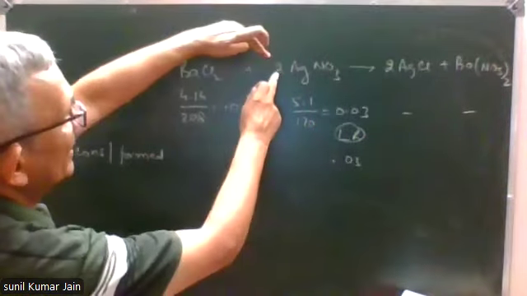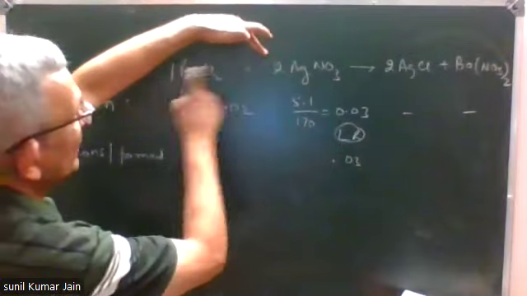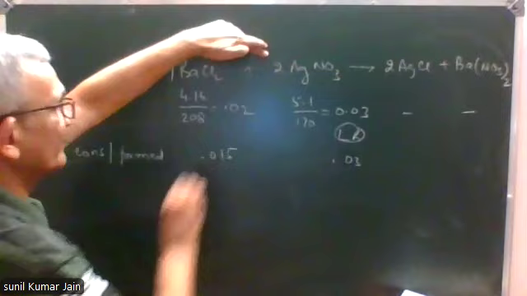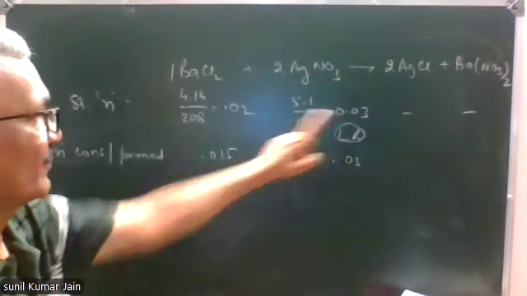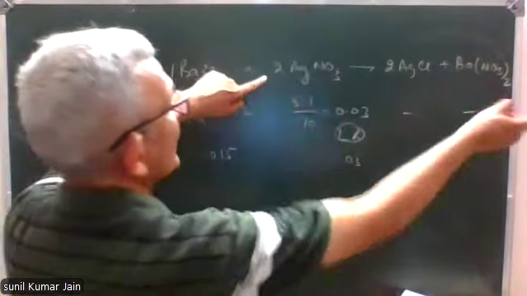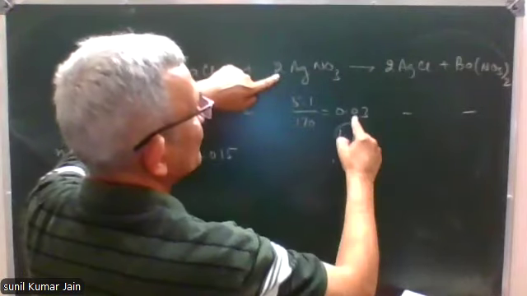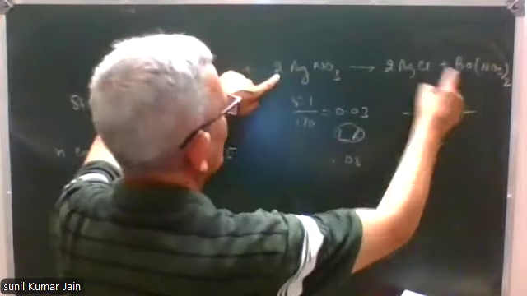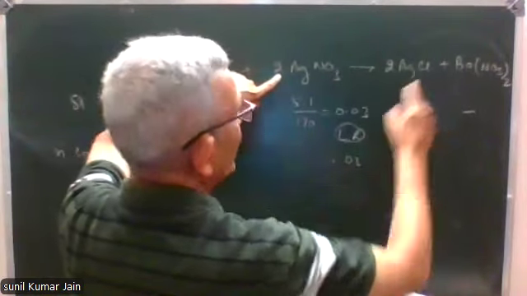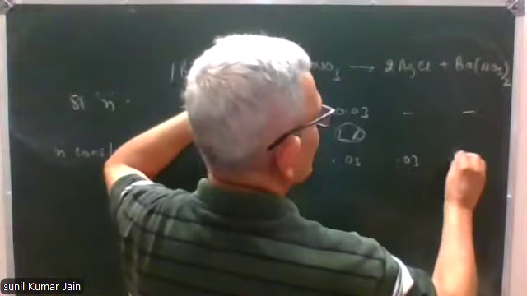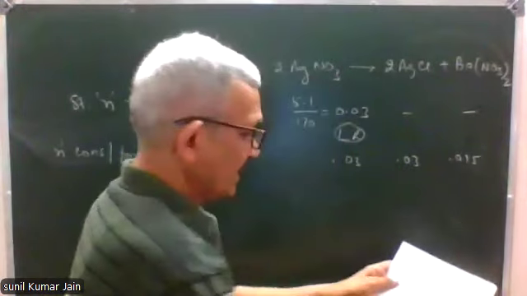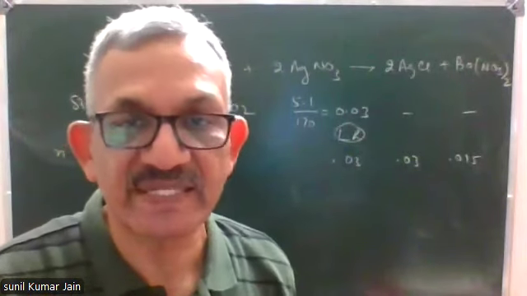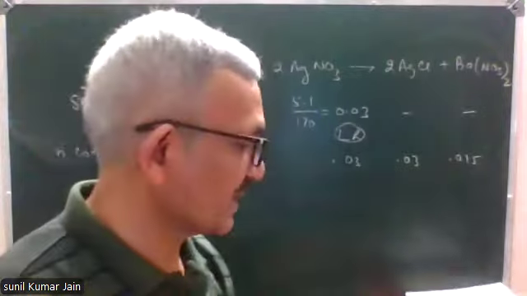Now, 2 moles will consume 1, so 0.03 will consume 0.015, half of this. This side, 2 will produce 2, so 0.03 will produce 0.03. 2 gives 1, and 0.03 will give 0.015. Now, in this numerical, we have to calculate only the weight of AgCl formed, so we'll not calculate the rest.